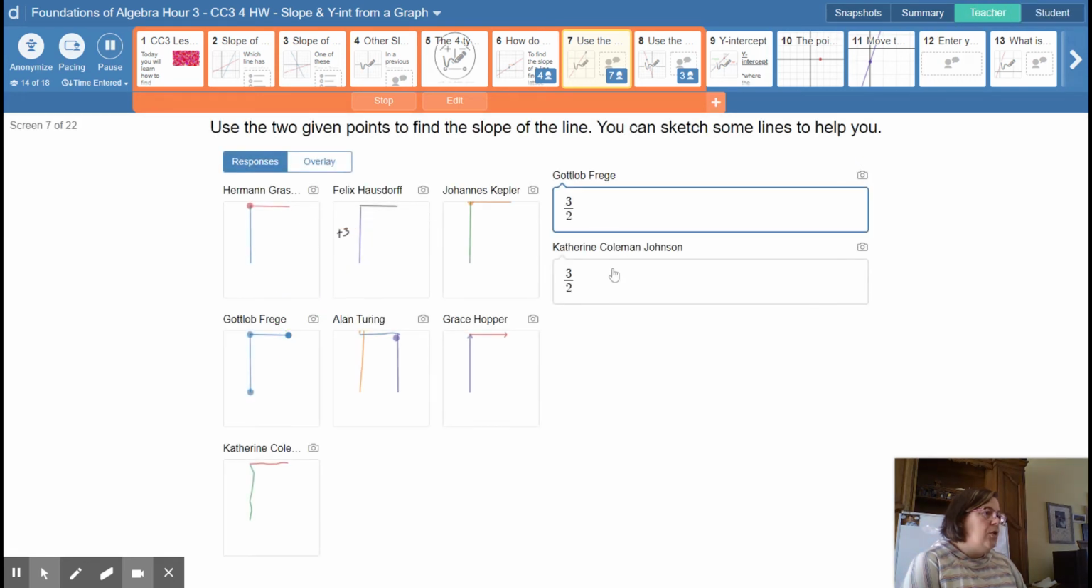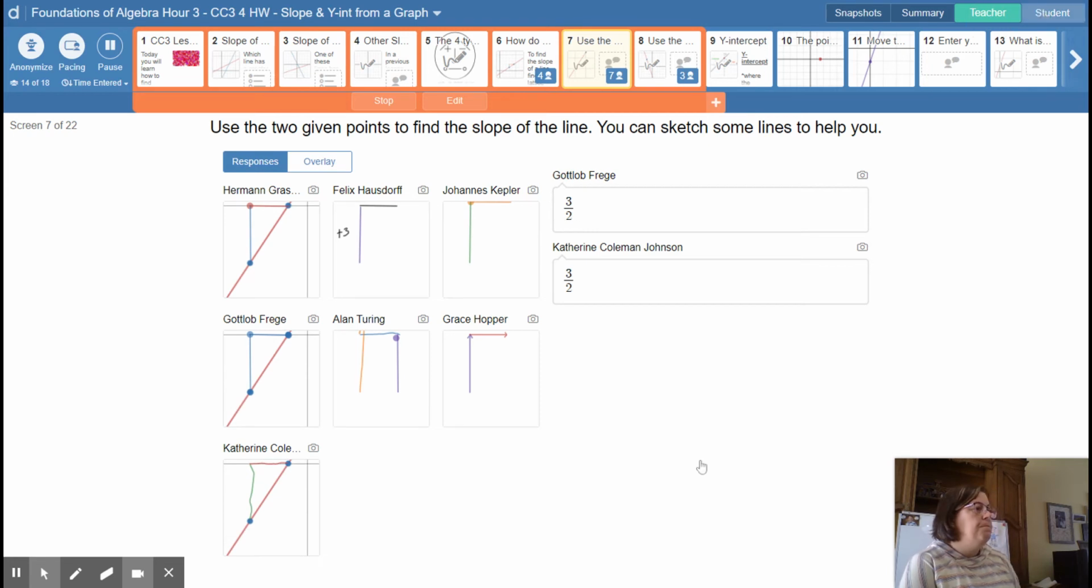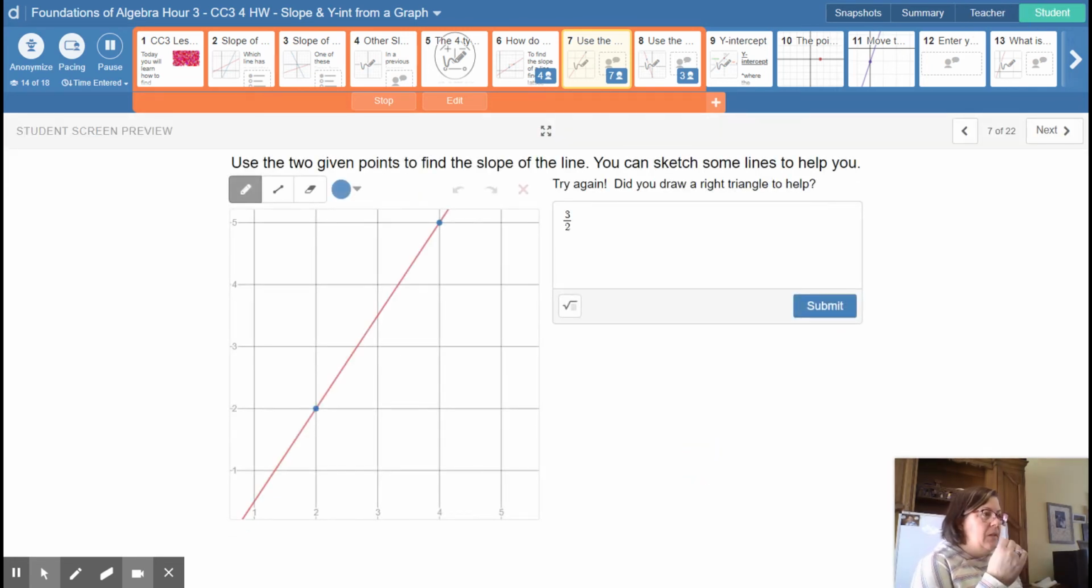Oops. I should not have switched it yet. Sorry. Oh, my lines are gone. Darn it. Let me put them back in there real quick. It was up 3, and it was over 2. Sorry about that, folks.